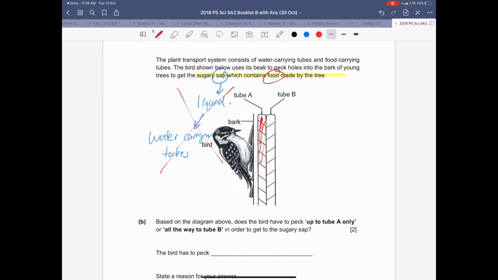Third point, and the last point would be excess glucose would be stored as starch in the fruit.